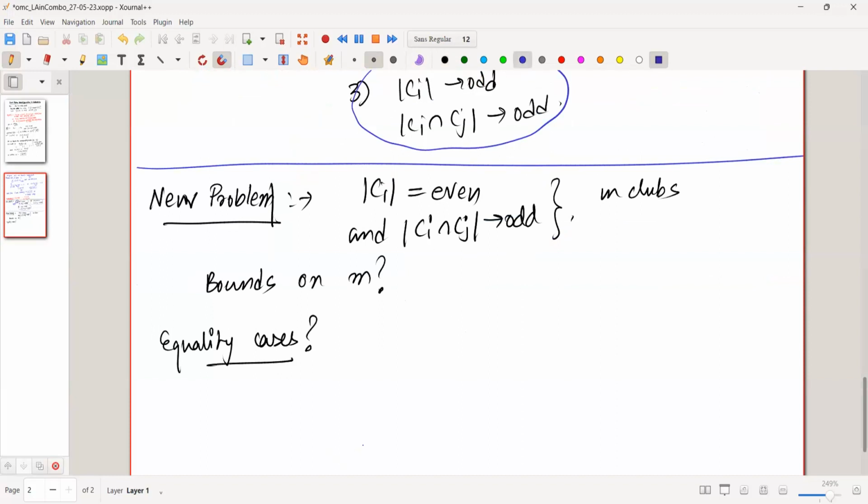So if you're trying to construct something, let's start with the most basic case. You need the C_i to be even, so you need at least 2 elements in every one of them. So maybe just start with all of your C_i being 2-element sets, and what's the best that you can do?